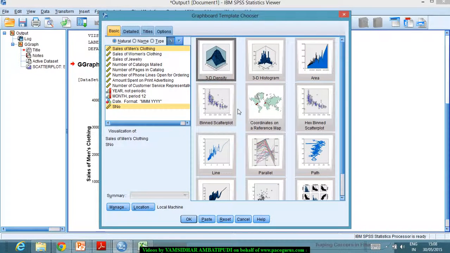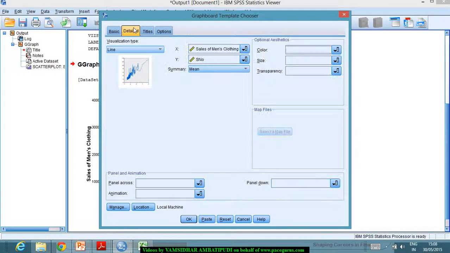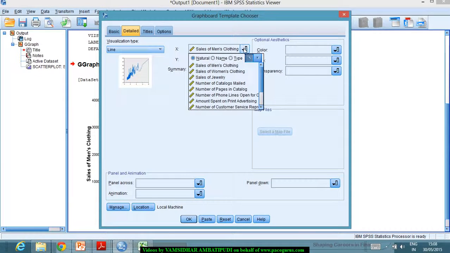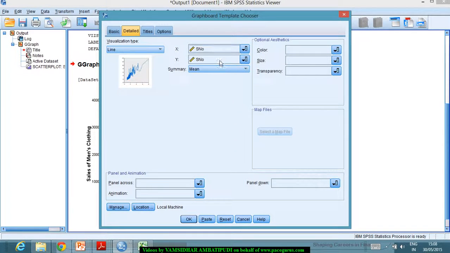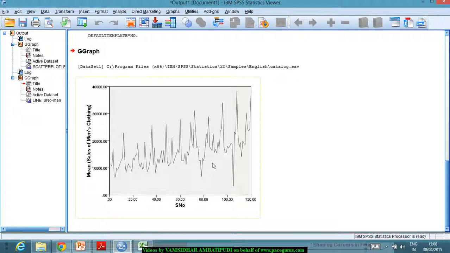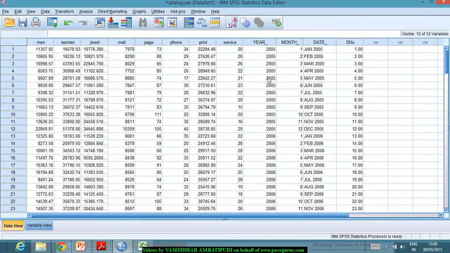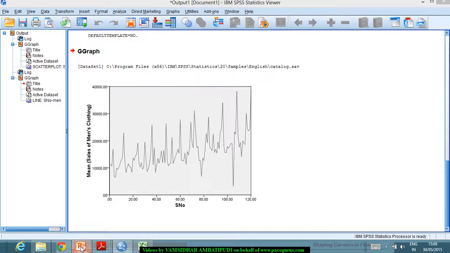So when I'm looking at these two, it is talking about a line chart wherein I can look at, on the x-axis I'll take the serial number, and on the y-axis I'll put the sale of men's clothing. It's giving me a line chart which is showing there is an upward trend, but at some point there is some peaking that is happening.